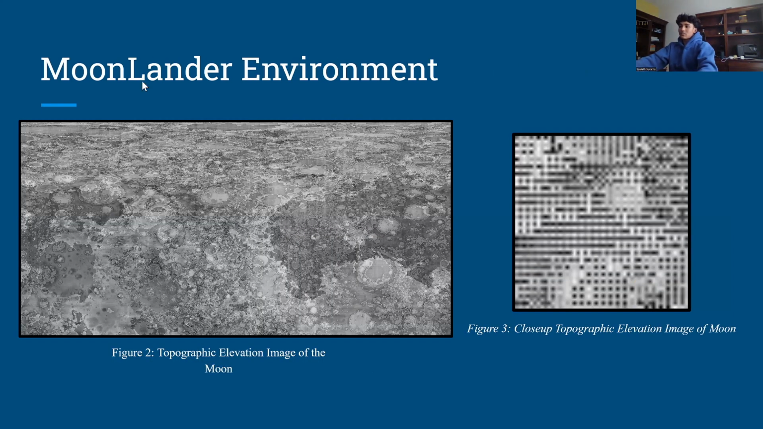Now for the moon lander, a custom environment is used. Figure 2 on the left shows a topographic elevation image of the entire moon. This is the environment our agent will interact with and will locate that flat landing spot. If you look closer, there are thousands of little pixels, and each of these pixels holds a numerical value that represents the elevation at that area.